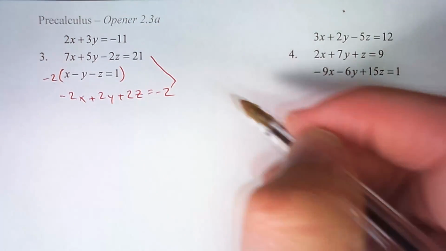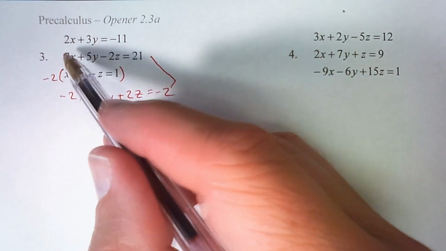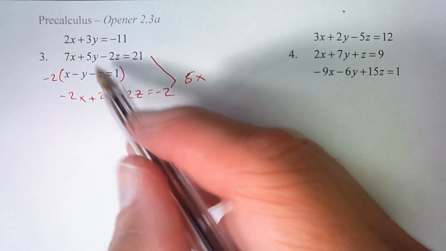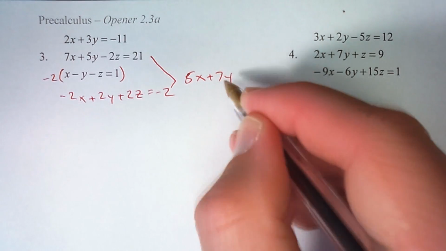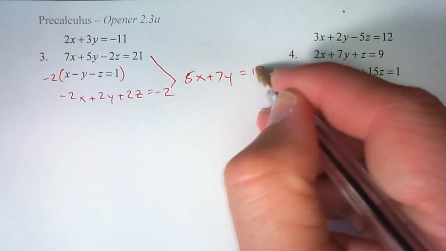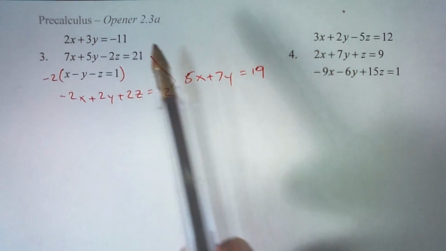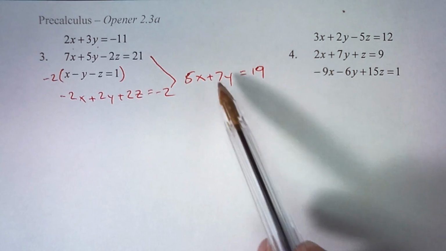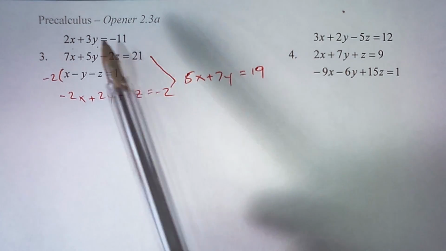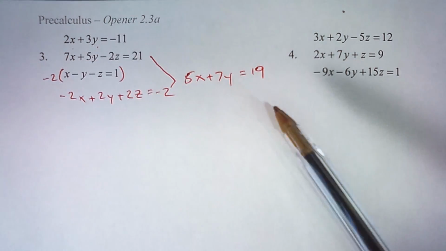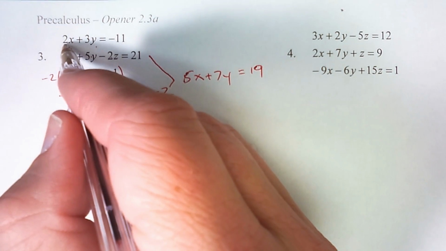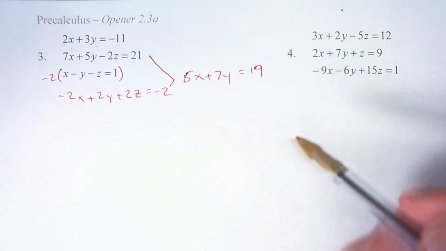And now when I combine these, I've got 5x, 7y, the z's will cancel, and then 21 minus 2 is 19. So I've got an xy equation here and an xy equation here. So let's cancel out the x's. I could do that by, say, multiplying this one right here by negative 5 and this one by 2.